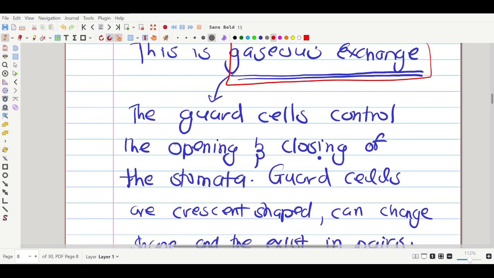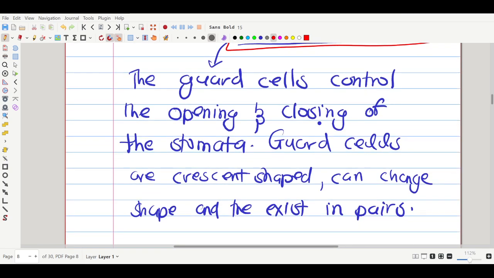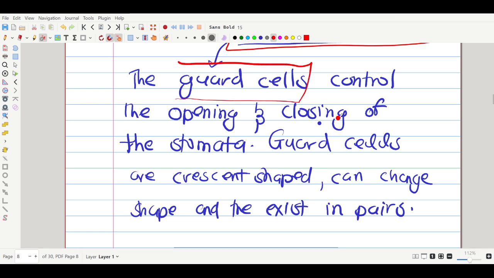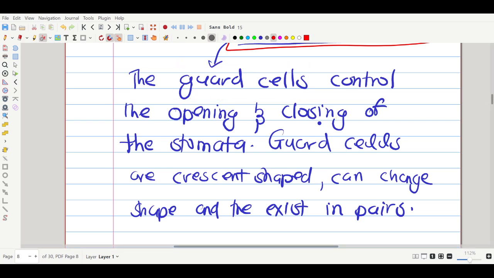Now, gaseous exchange. The guard cells control the opening and the closing of the stomata. Why? The guard cells are crescent-shaped. They can change shape and they exist in pairs. So this is a topic in cell specialization, talking about a particular set of cells here, the guard cells. They control the opening and the closing of the stomata. The stomata are the openings or the pores on the leaf, so to speak.